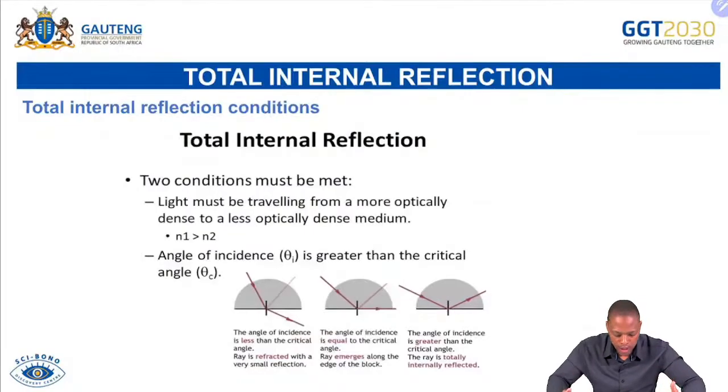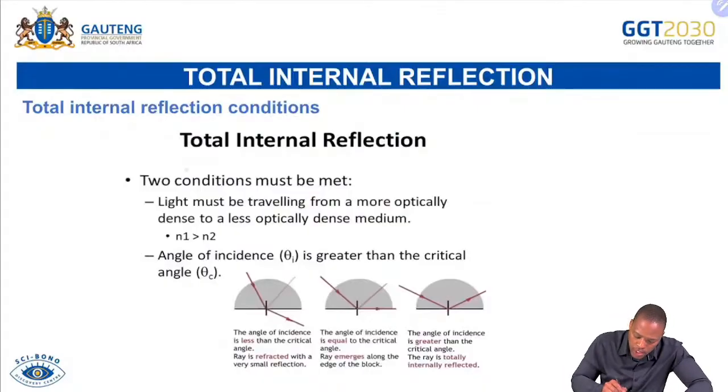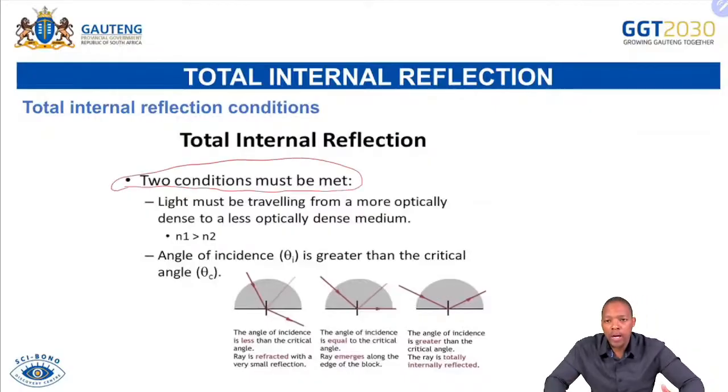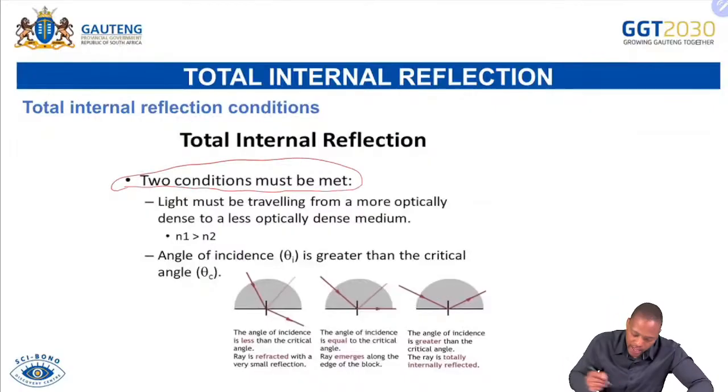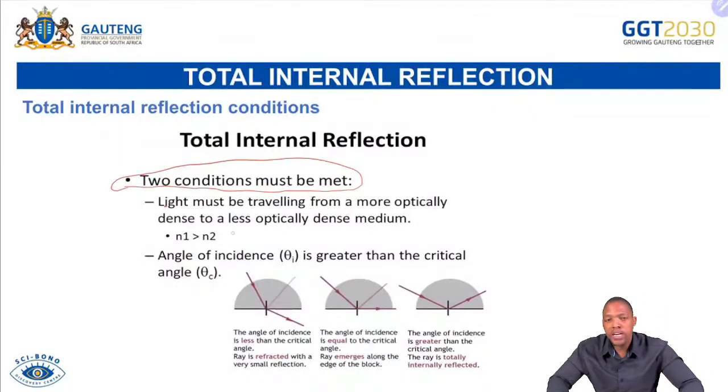So from what we've said, we can conclude again that total internal reflection has two most important conditions that must be met. Again, light must be traveling from a more optically dense medium to a less optically dense medium, because you're not going to have a critical angle without that. It was even a condition for the critical angle. It becomes the condition for total internal reflection too. Light must be traveling from a more optically dense medium to a less optically dense medium, or from a denser medium to a rarer medium, okay?